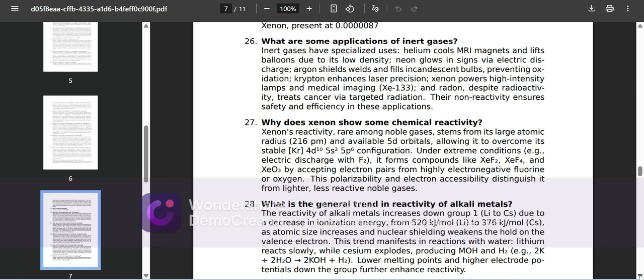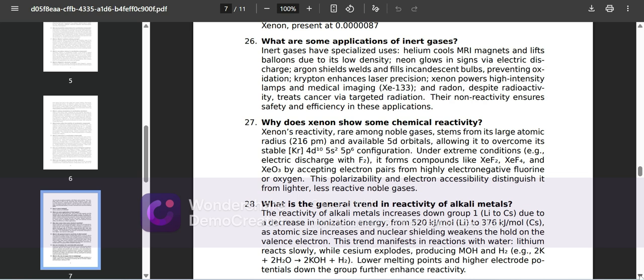What are some applications of inert gases? Inert gases have specialized uses. Helium cools MRI magnets and lifts balloons due to its low density. Neon glows in signs via electric discharge. Argon shields welds and fills incandescent bulbs, preventing oxidation. Krypton enhances laser precision. Xenon powers high-intensity lamps and medical imaging.